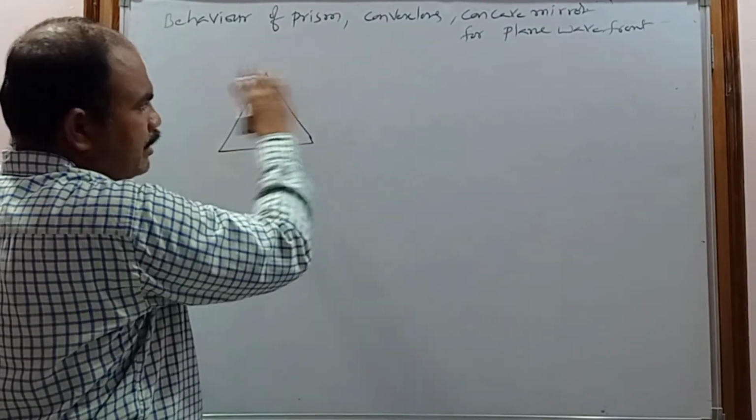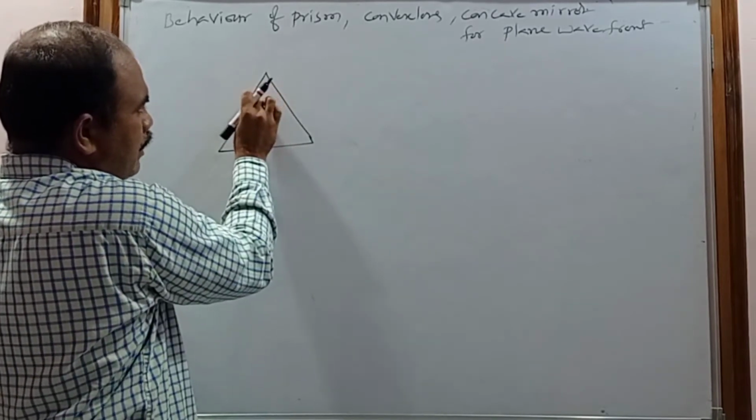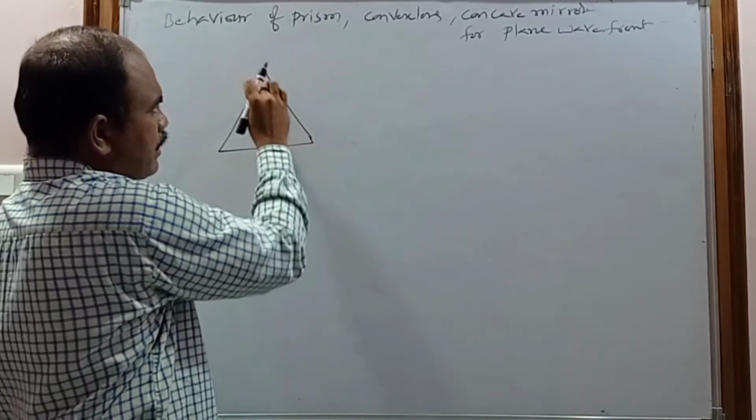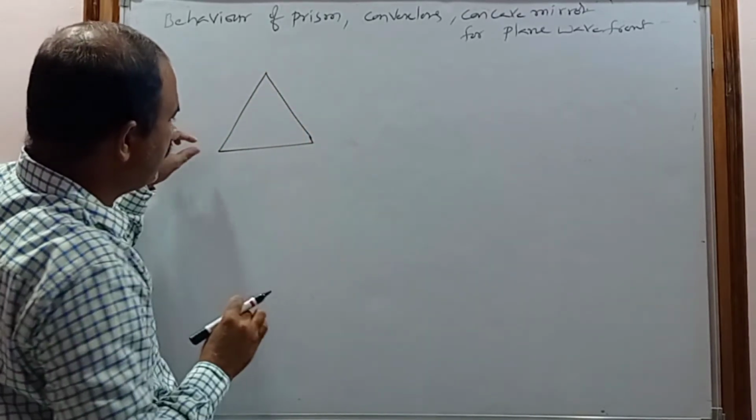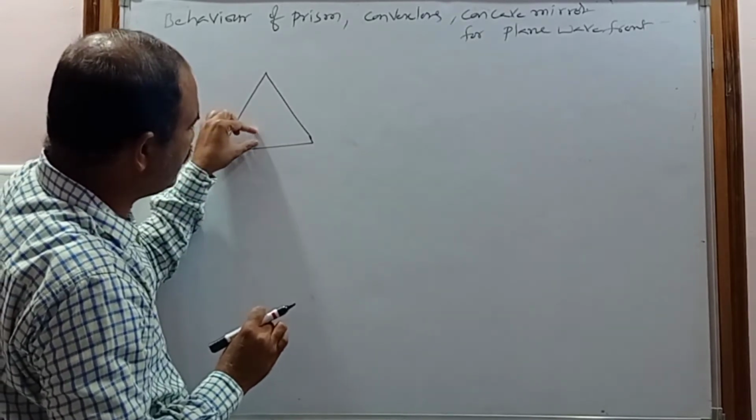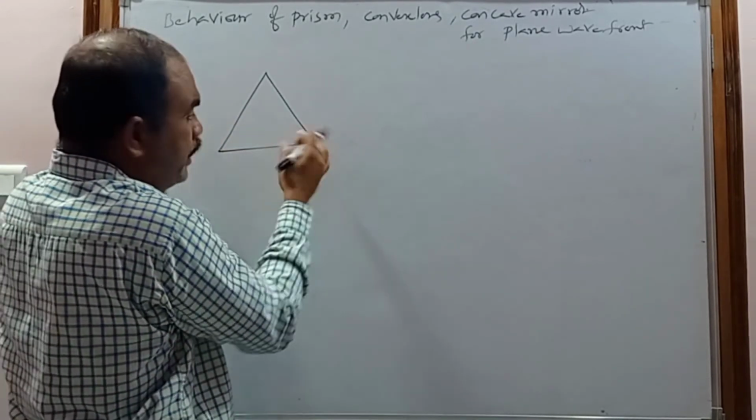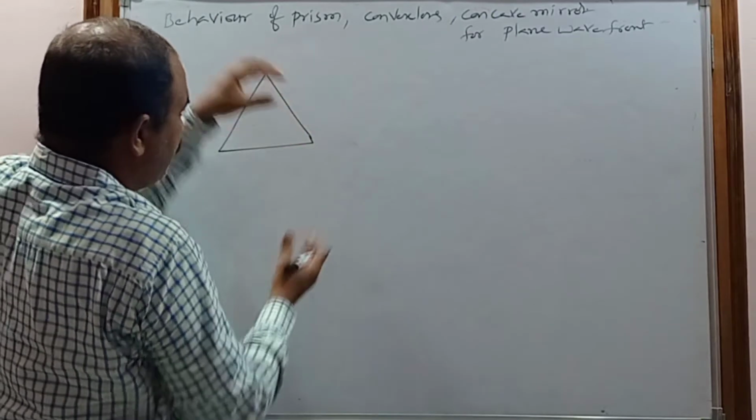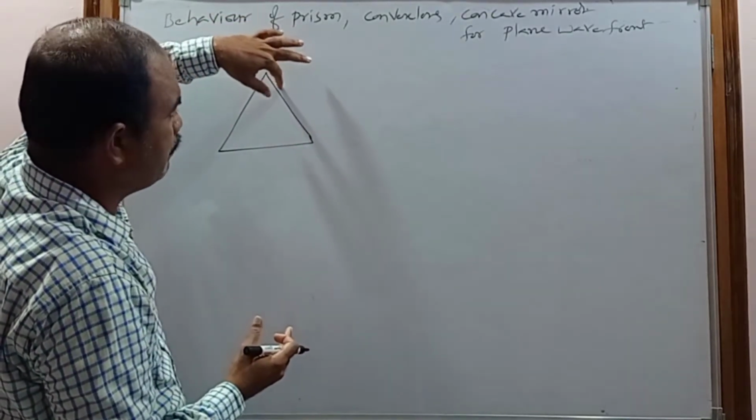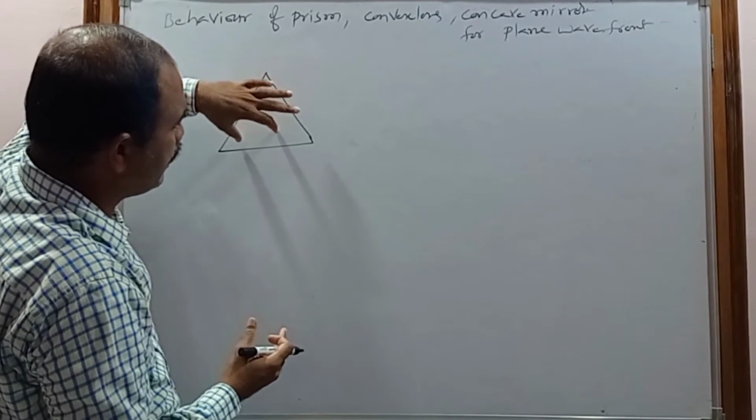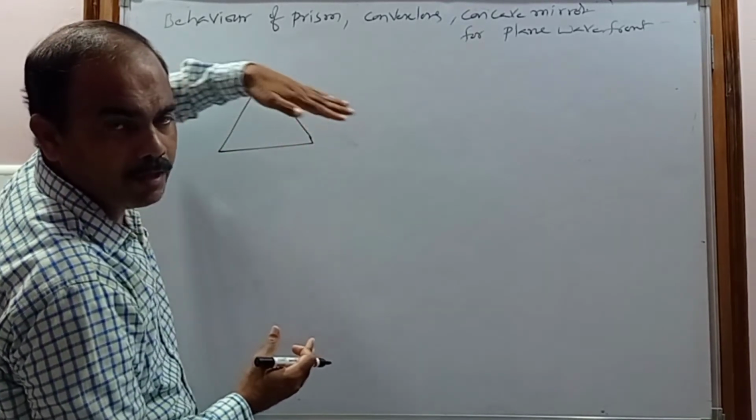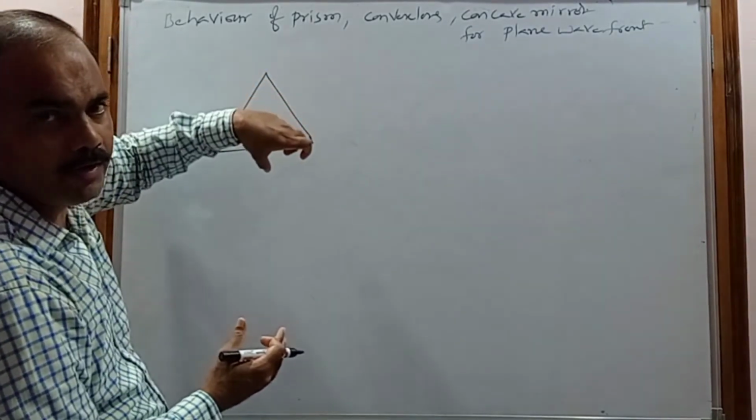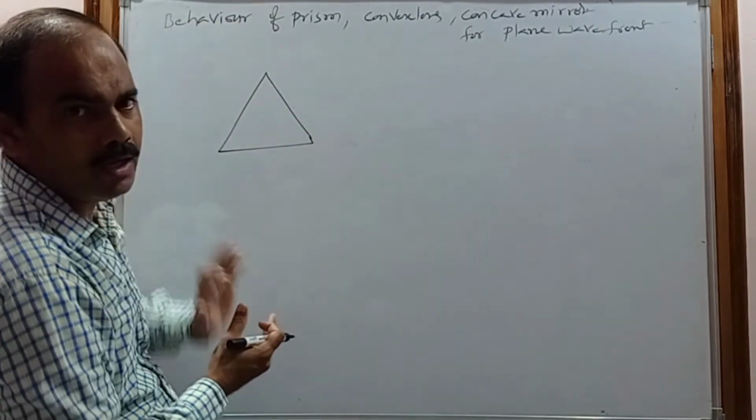If the light rays of the plane wavefront travel through, the portion incident on the upper part takes the least time because it travels less distance. The portion of the plane wavefront incident on the bottom portion travels more distance in the prism, so it takes more time. When they come out, the upper part comes out in the least time, but the bottom portion takes more time, so there will be some delay compared to the upper part.